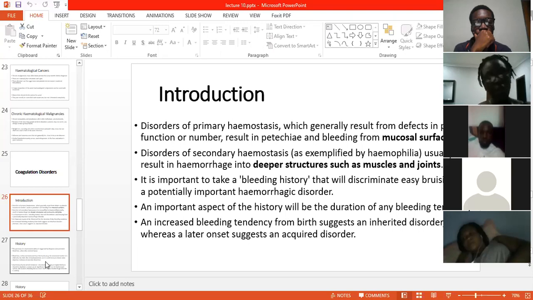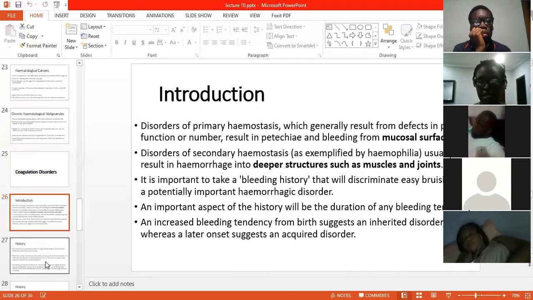When you have disorders of primary hemostasis, usually those affect the mucosal surfaces. So if a patient complains of gum bleeding, for example, or easy bruising, that usually has to do with disorders of primary hemostasis. So maybe they might have problems with their platelets. But if they have problems with the clotting factors, you realize that the bleeding is deeper. They bleed into their muscles and into their joints. Okay, so that is one way to distinguish between the two.